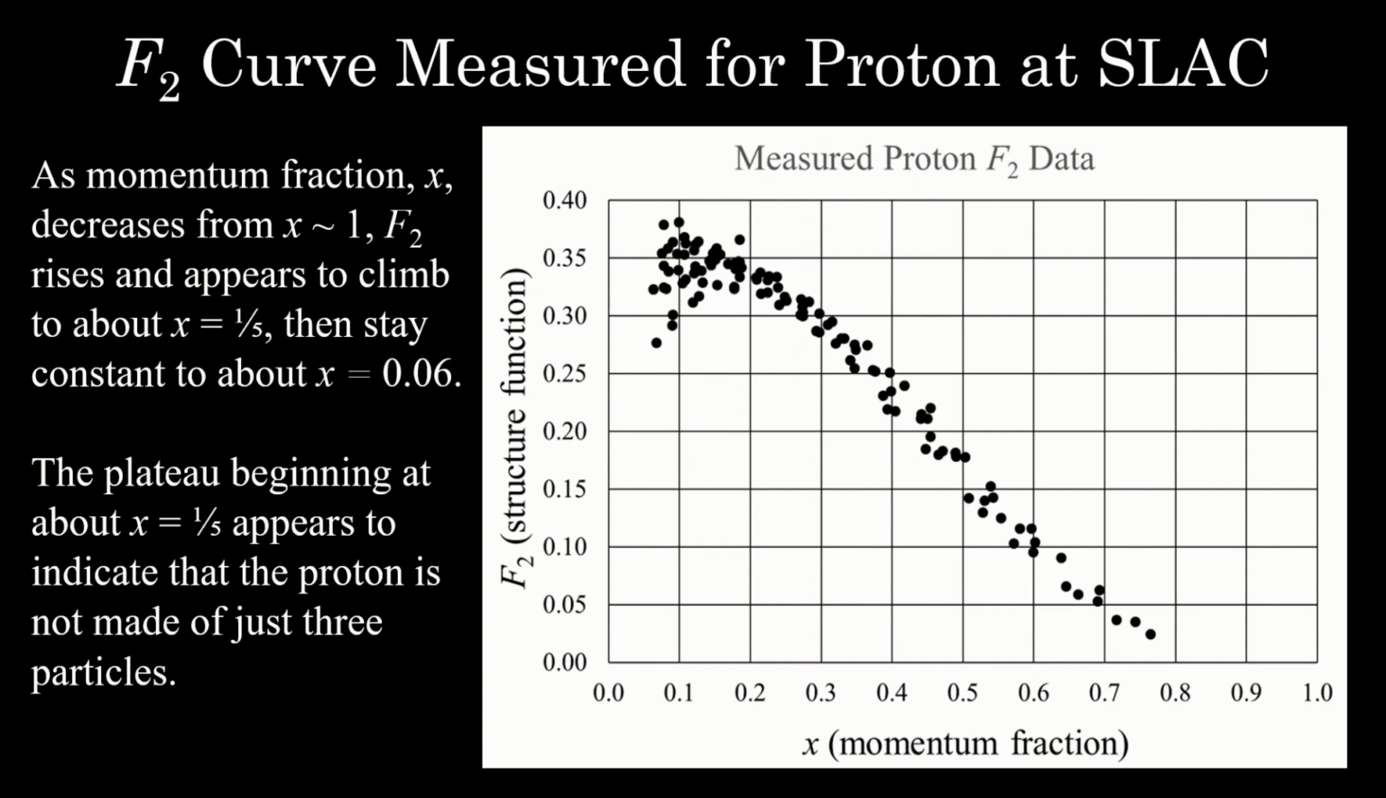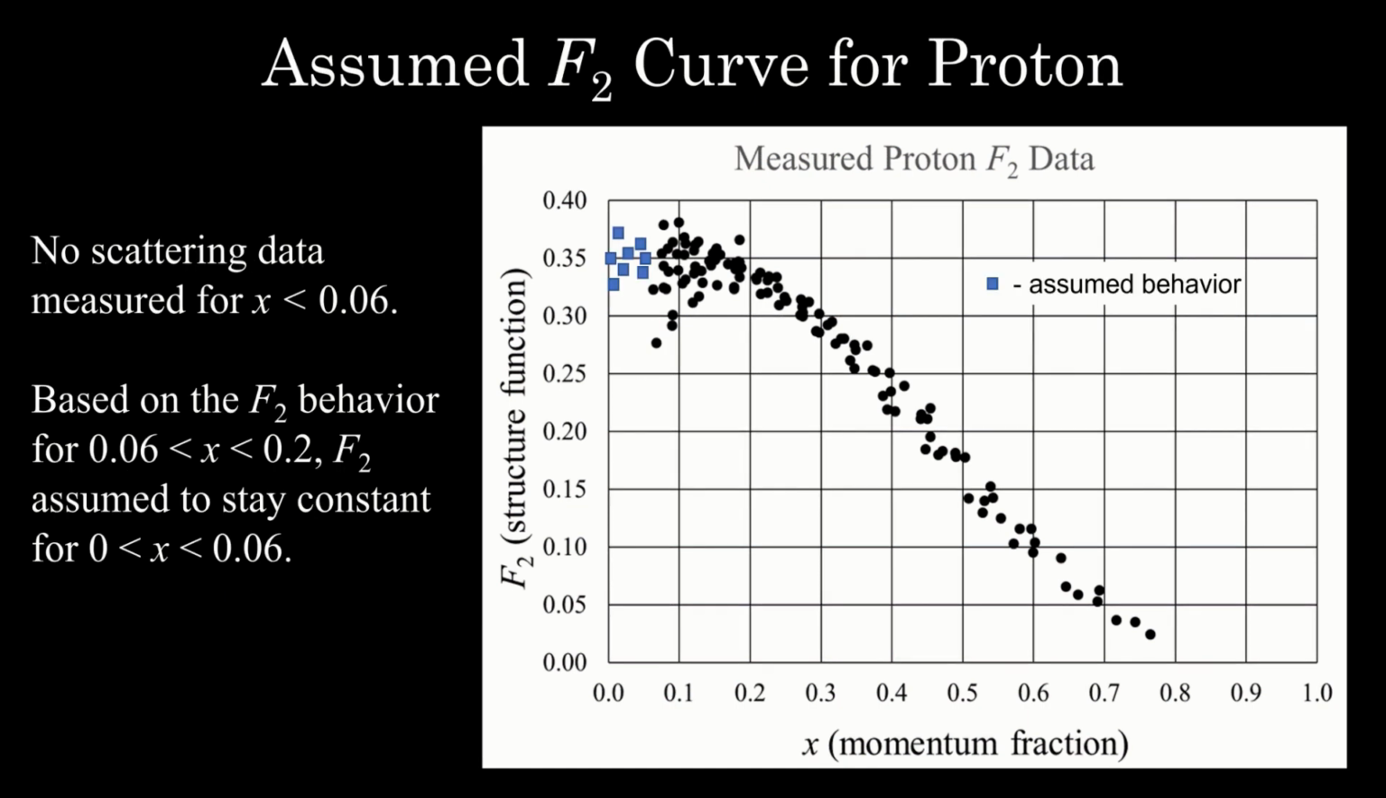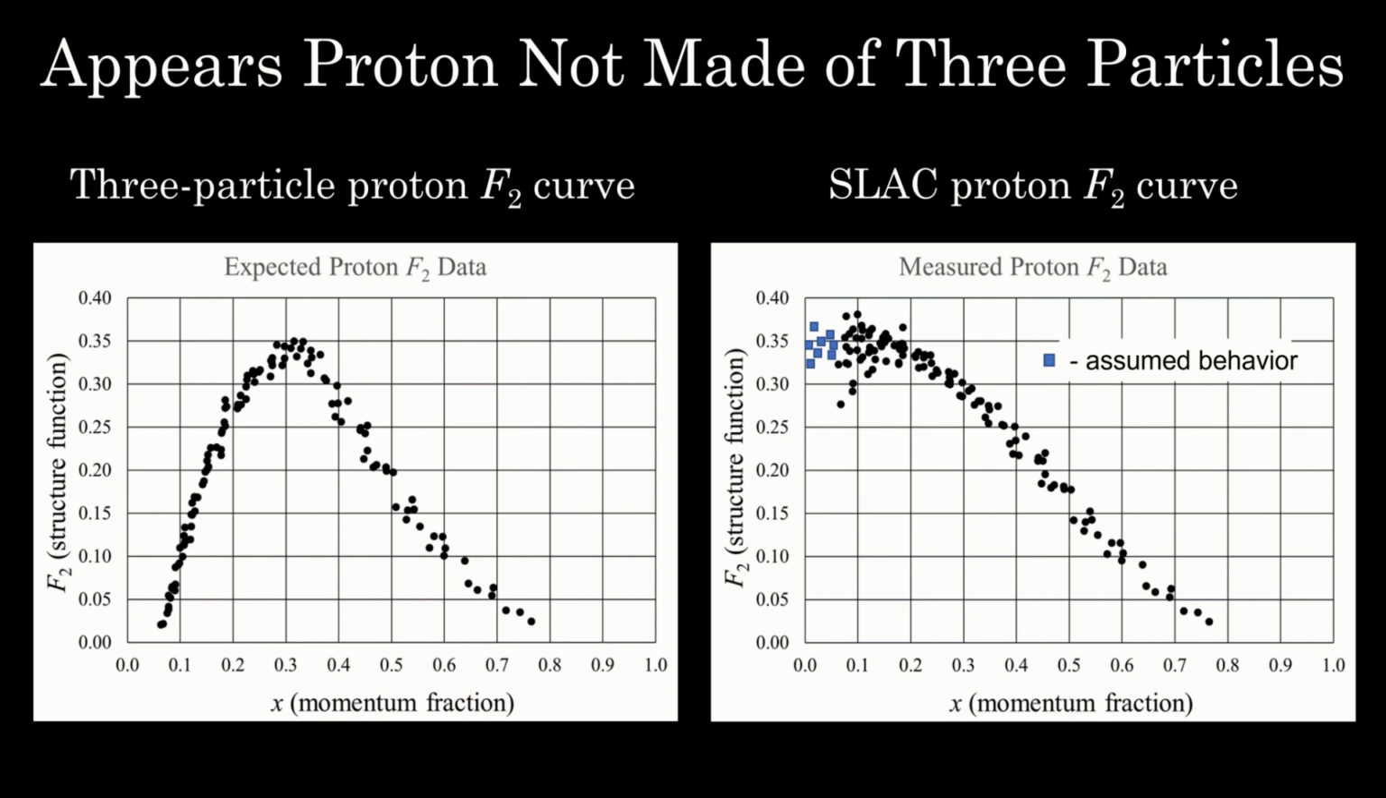When the analysis was done, the SLAC proton F2 curve did not peak at x equals 1/3. It appeared to stay constant as x approached 0 from about x equals 1/5 down to about x equals 1/16. No data was produced below x equals 1/16, but the F2 was assumed to stay constant down to x equals 0. This seemed to indicate that the proton was not made of 3 particles as Gell-Mann had proposed.